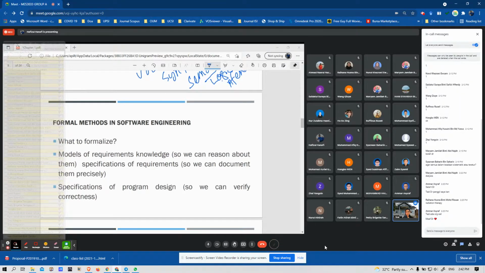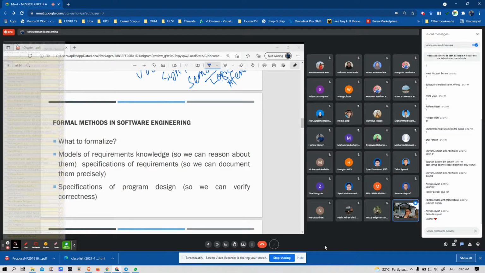Okay, and then after that, I go by explanation for this course. In formal methods in software engineering, we need to formalize, because formal methods for software and hardware are motivated by expectation, which means that if you know more, you can expect more.